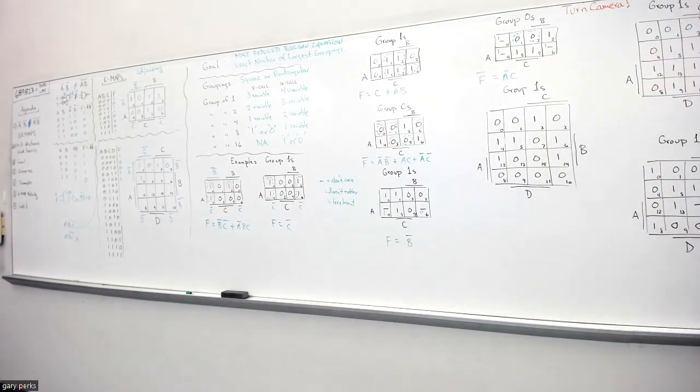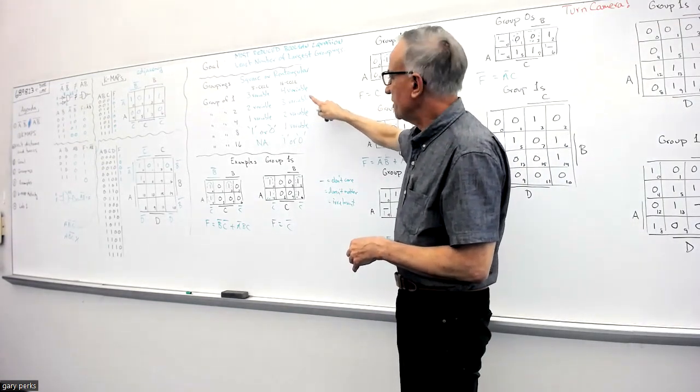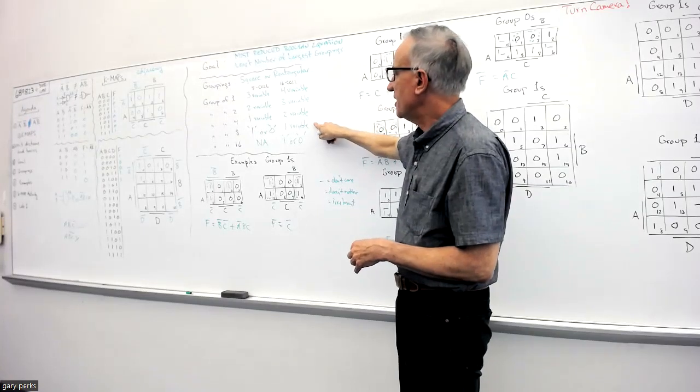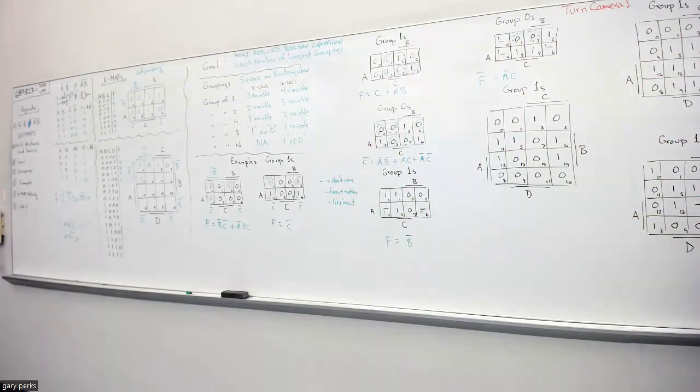Right. So those are all the 8-cell examples. And see, if you understood the 8-cell, the only difference with the 16-cell is that a group of 1 gives you 4 variables, group of 2, 3, group of 4, 2, group of 8, 1. That's the only difference. The rest of it's the same. The concept's the same, and the approach is the same. Okay, so let's look at this one. We're grouping 1s.